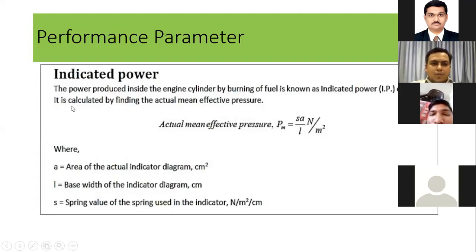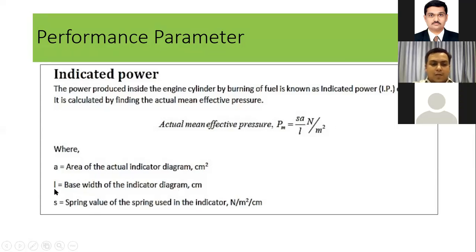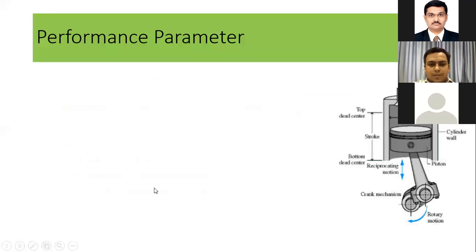Sometimes in your book this portion is given: how to measure the indicated power. Indicated power is measured using different types of springs. It is attached with the piston, and we can get some amount of graph. So P mean equals S A upon L, where S is the spring index or spring value, also called the stiffness, A is the area, and L is the base length of the indicator diagram.